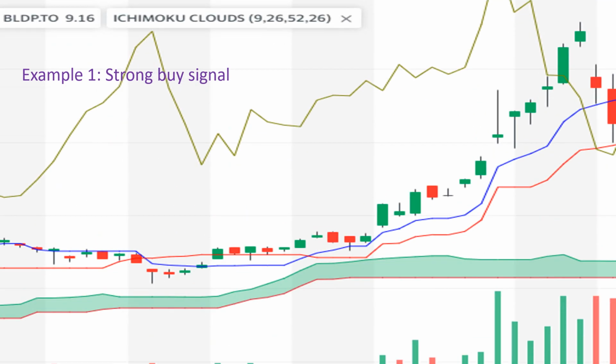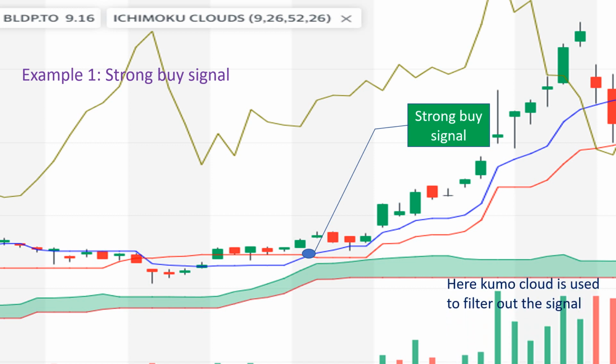Example number 1, strong buy signal. This is the price trend. And here, the conversion line, the blue line, is above the baseline, and the price is above this Kumo cloud. Here we have a strong buy signal. And also, Kumo cloud is used to filter out the signal. I show you how I enter the trade. This is how I would do my entry, stop loss, and take profit.